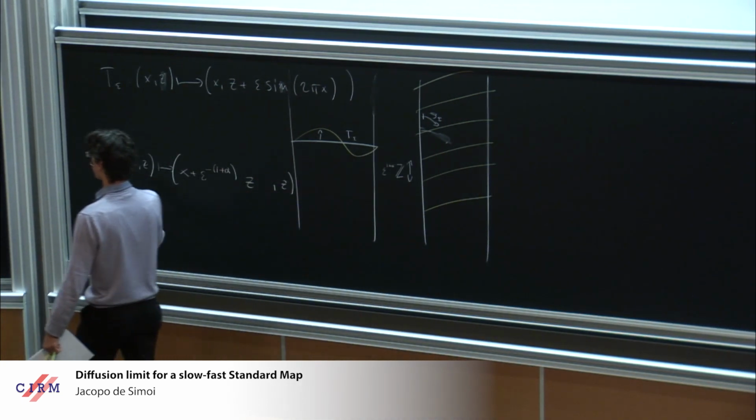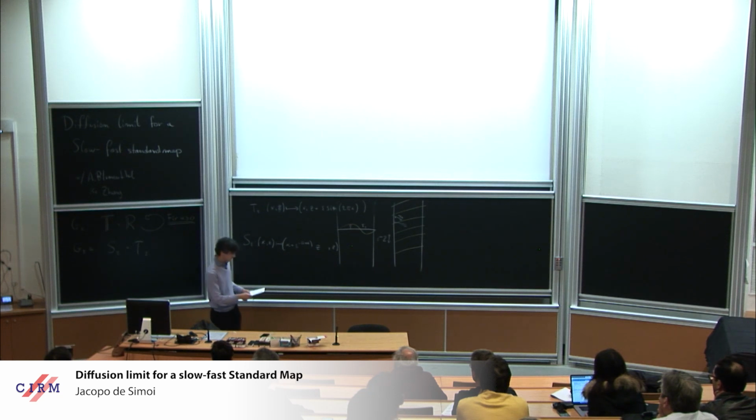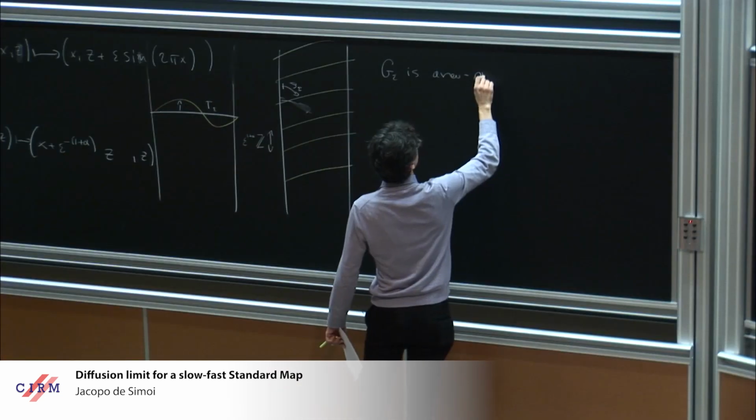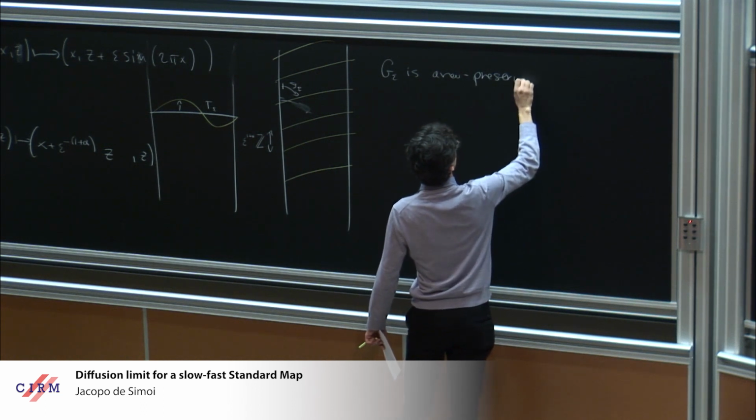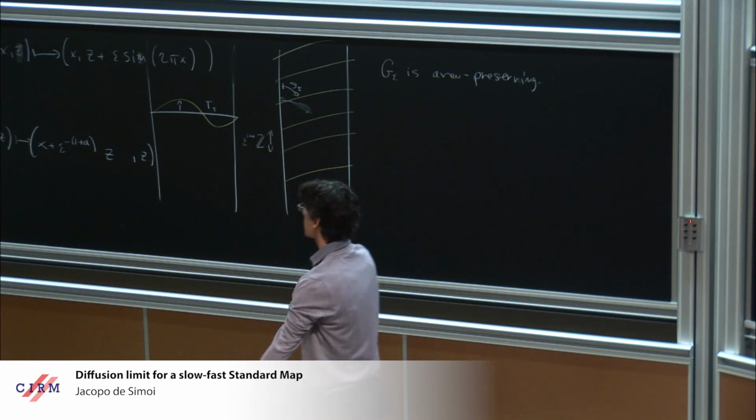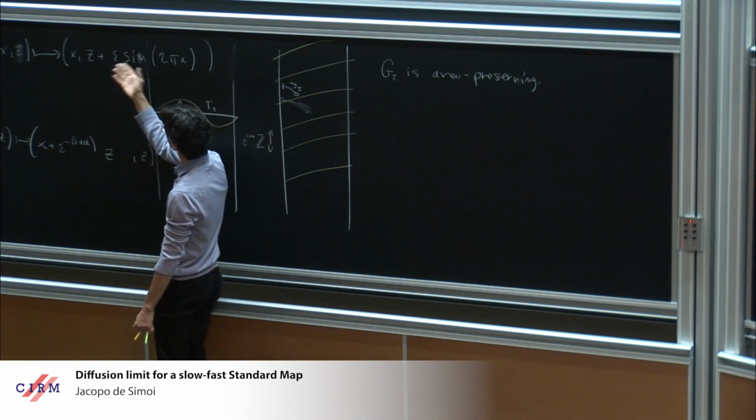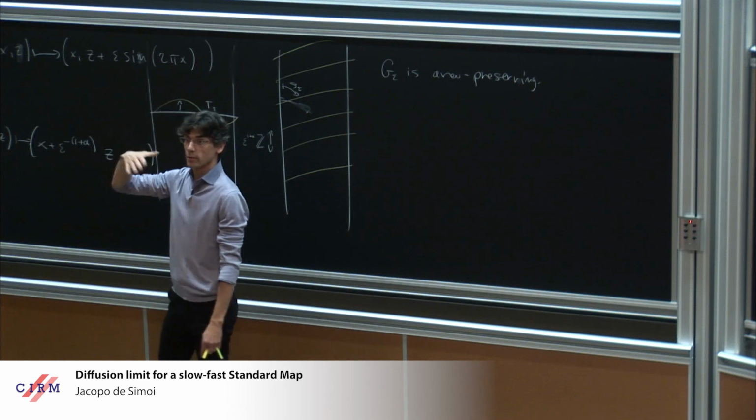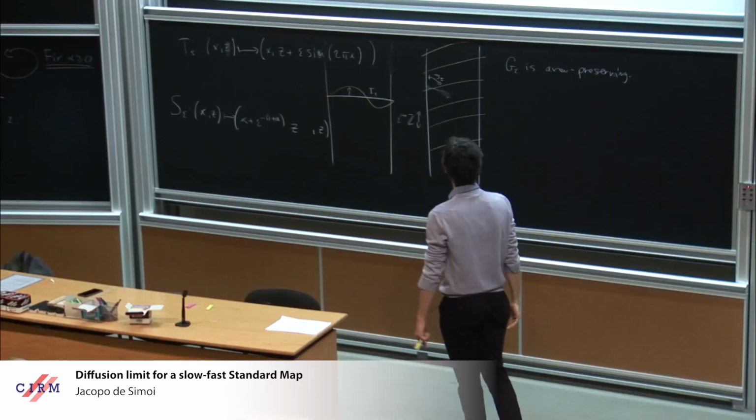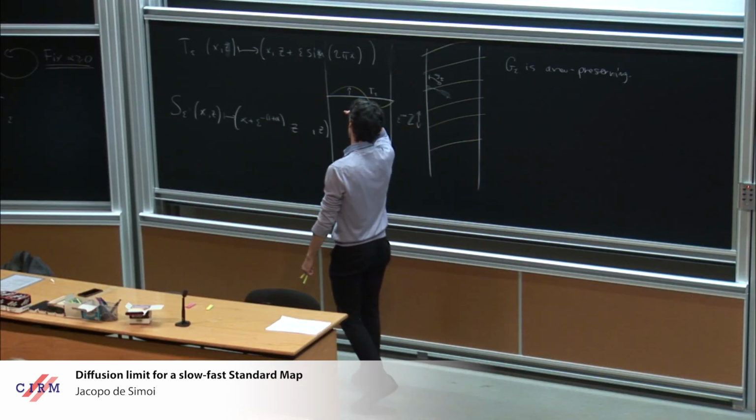And I'm taking the composition of these two functions, which, okay, fine, has a formula which I don't want to write at the moment. Of course, this is a composition of two area-preserving maps, therefore G epsilon is area-preserving. And then, of course, it's an example of a slow-fast system, because if epsilon is small, as we shall assume, I have a very slow deformation in the z variable, and then I have a very strong twist in the x variable. So this is an example of a slow-fast system, and what do we want to understand?